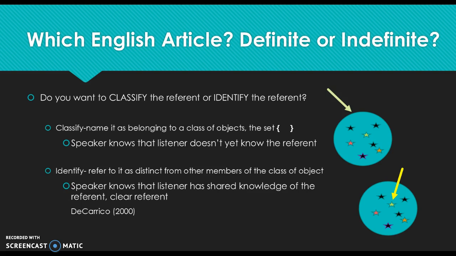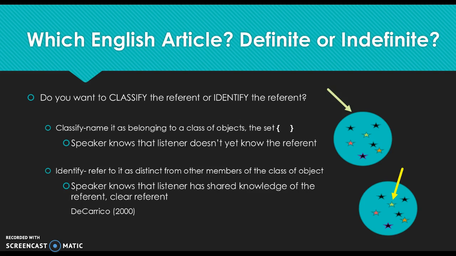In some way, we have a specific one in mind. And as I just said with that previous example, when we say I bought a book, although I know what specific one I bought, usually the speaker knows that the listener doesn't yet know which book I mean. But if I say I bought the book, or any noun phrase with a definite article, the speaker knows that the listener has that shared knowledge of the referent. It's clear to both the speaker and the listener what I'm referring to.